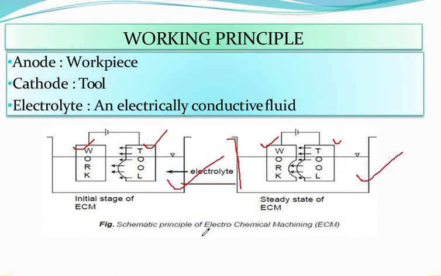Now just have a look here. In the initial stage the gap is more, and slowly when you are pushing the tool towards the workpiece, you can see it is gaining the shape of the tool over the workpiece. And what we have taken here, anode we always take as workpiece, cathode as your tool, and electrolyte is an electrically conductive fluid. Obviously the electrolyte has to be an electrically conductive fluid, then only the process will occur, otherwise it is not possible.